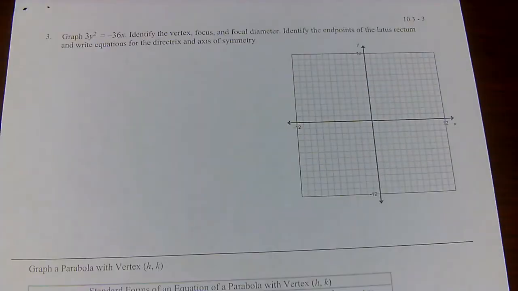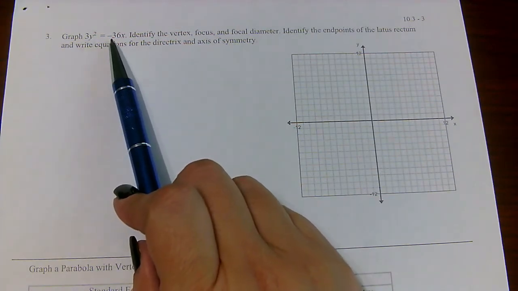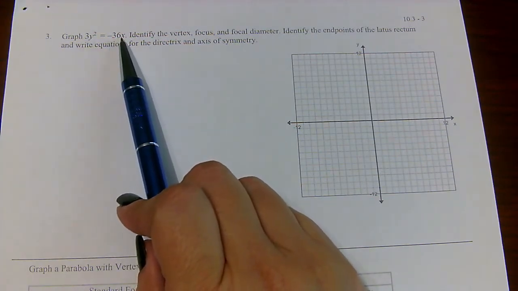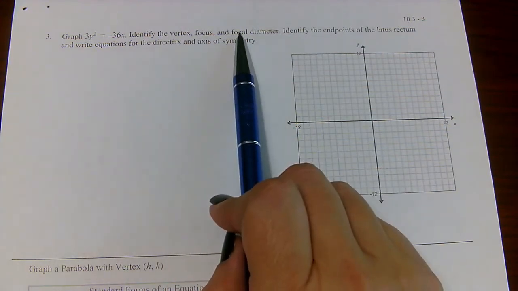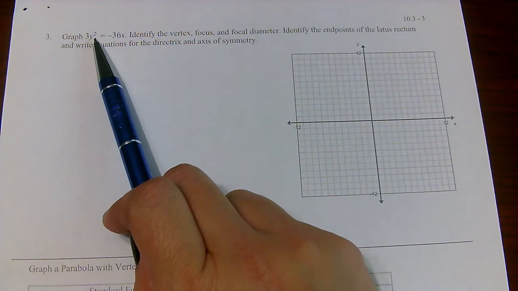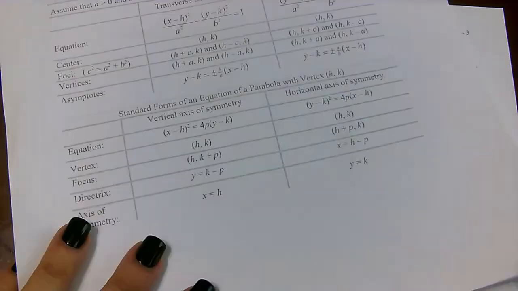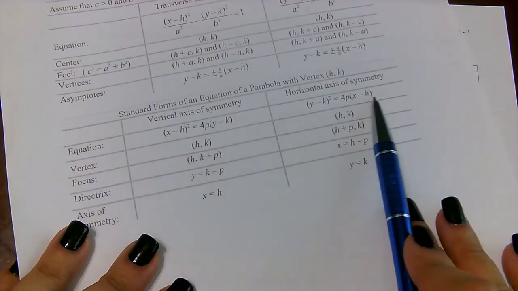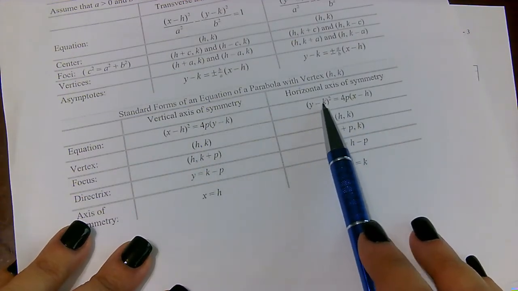Number 3 says to graph 3y squared is equal to negative 36x. We're going to identify the vertex, the focus, and the focal diameter. Let's go ahead and rewrite this equation so it matches the standard equations for a parabola that we have here and here. Notice that these do not have a coefficient in front of the x squared or the y squared.